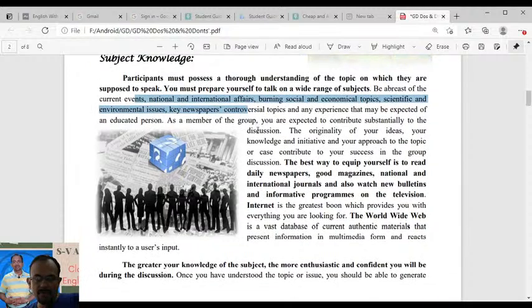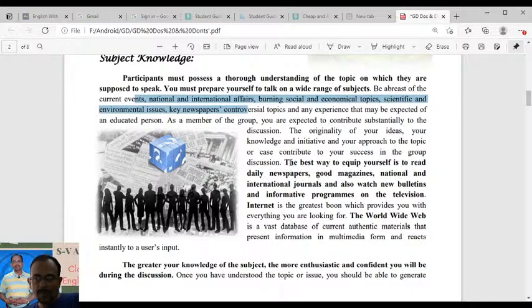Next, as a member of the group, you are expected to contribute substantially to the discussion. The originality of your ideas, your knowledge and initiative, and your approach to the topic or case contribute to your success in the group discussion. So you need to have original ideas. From Rajya Sabha or from Ask the Radio you shall get some information, but your original idea is also required along with this information, because the originality of your ideas and your opinion will be taken into consideration there.